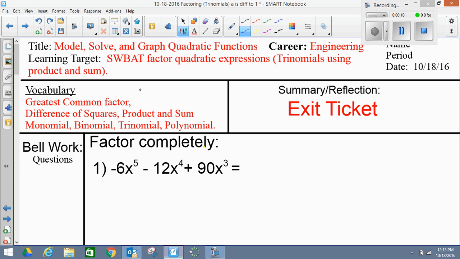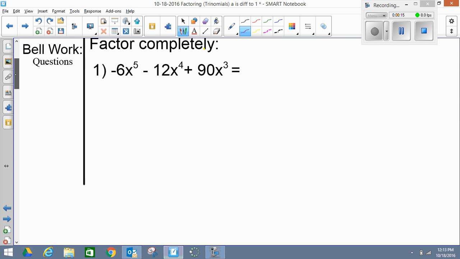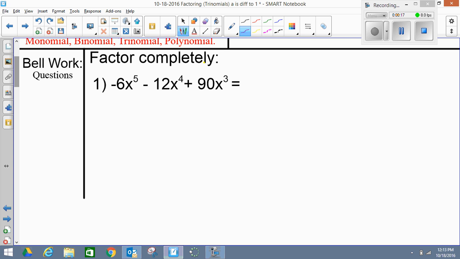Today we're factoring quadratic expressions using product and sum. First of all, we're going to go over the build work because I think it's worth it. So we have a trinomial. Whenever we are factoring, you always check for the greatest common factor. That's the first thing you check, always.